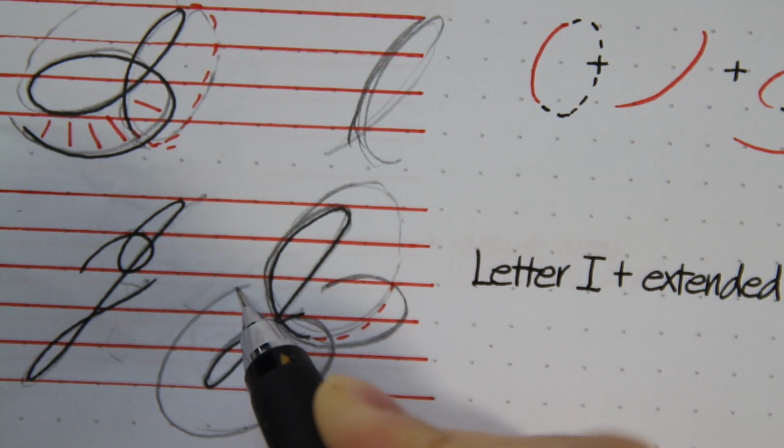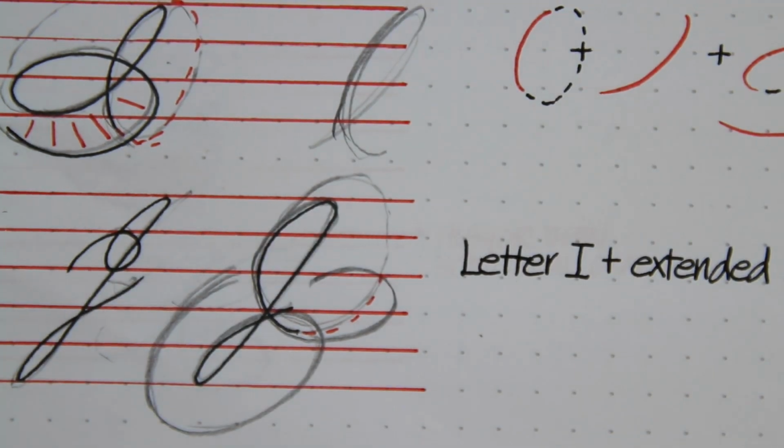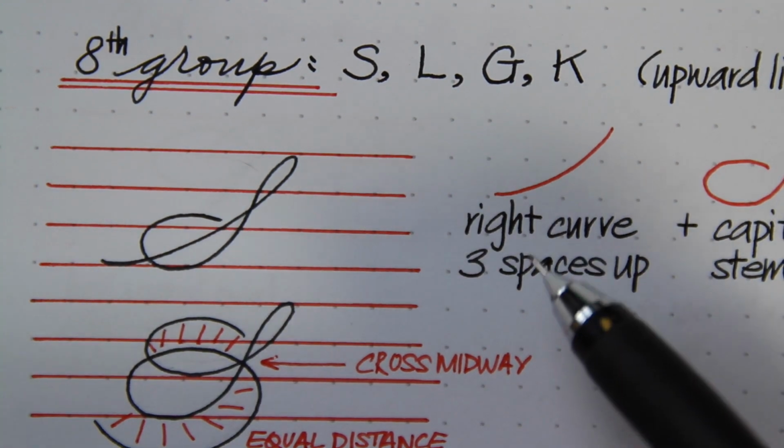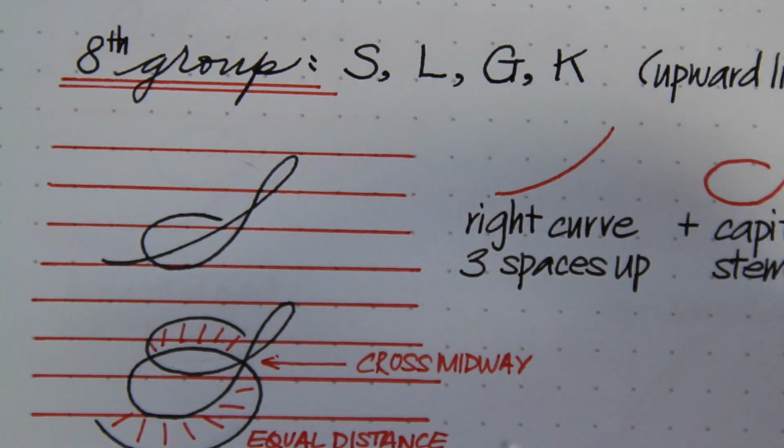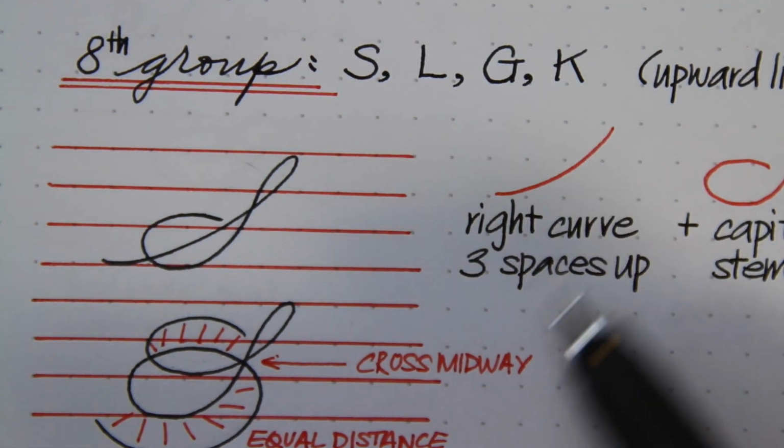Finish the left curve oval. It's just a continuation of the curvatures that we're practicing. In the eighth group, we have the letters S, L, G, and K. They all have the common characteristics of the upper line and the compound curves.